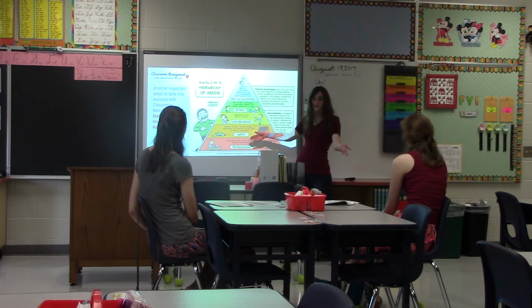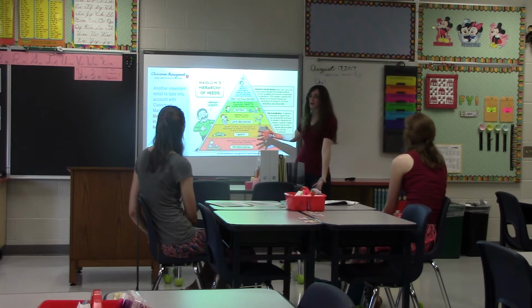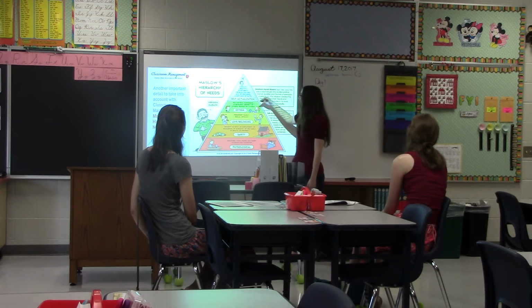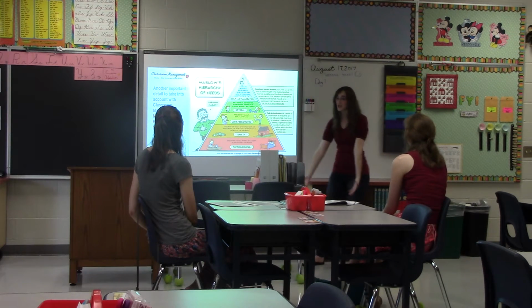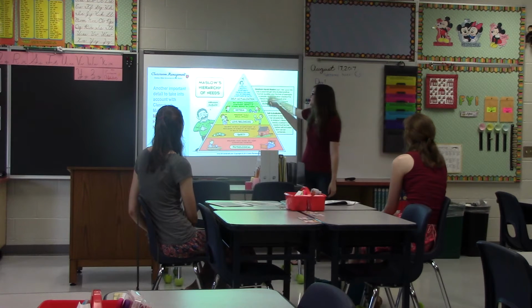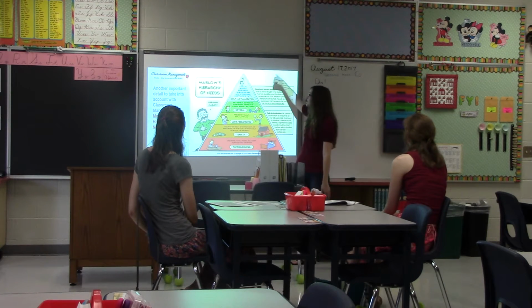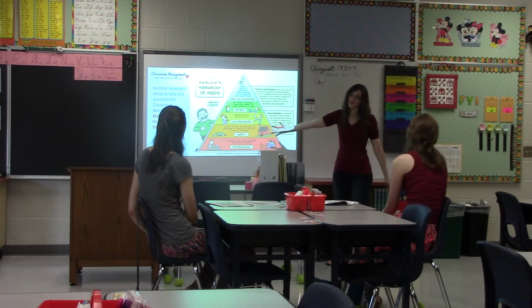The next would be safety, so just feeling secure with money, secure with a house, things like that. Next would be love, friendship, family. And the next would be esteem, so having confidence, wanting to achieve, wanting to do their best. And then self-actualization is like morality, creativity, problem solving.